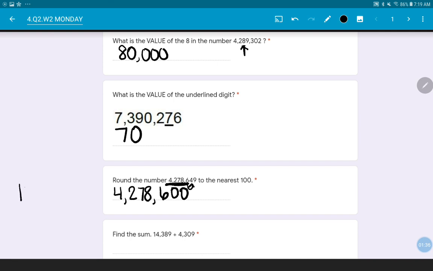Next, I'm finding the sum. So I'm adding 14,389 plus 4,309. I'm making sure to line up my place values.